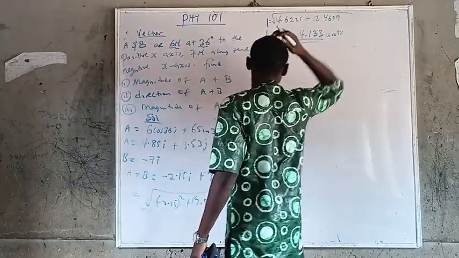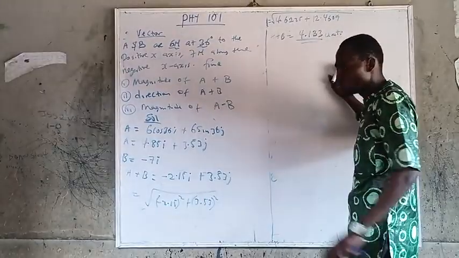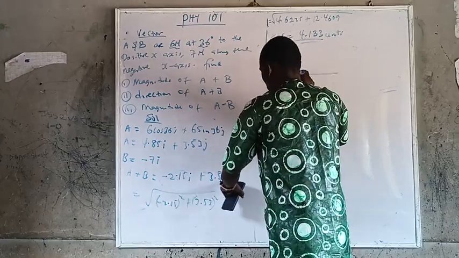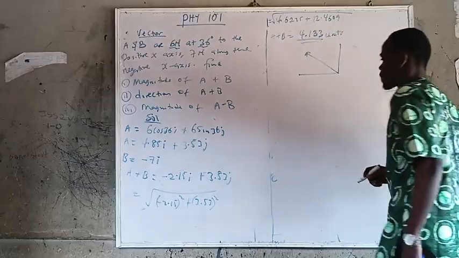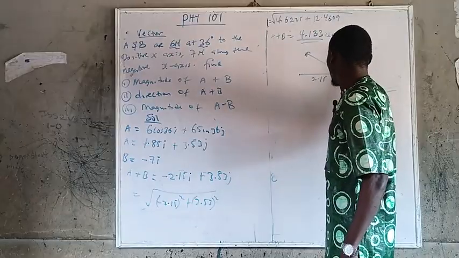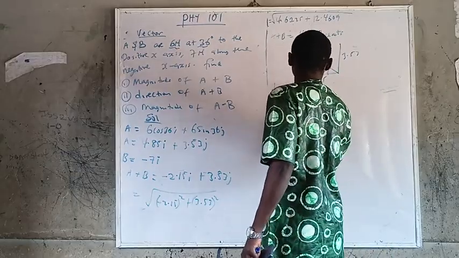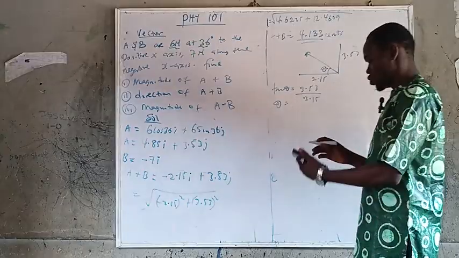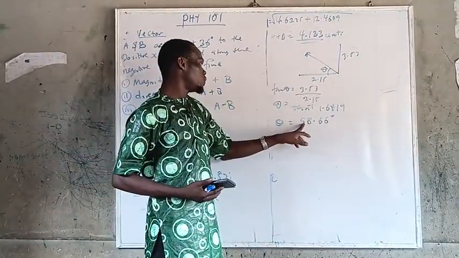Now, second question, direction of A plus B. So how do we determine the direction? Remember what I explained. For the direction, you can use your analytical method. You draw this. This is representing the negative x-axis, positive y. This is the direction of A plus B. So this is 2.15 and here is 3.53. The angle here you want to determine, they say tan theta is equal to 3.53 over 2.15. So from here, we determine theta to be 58.66.